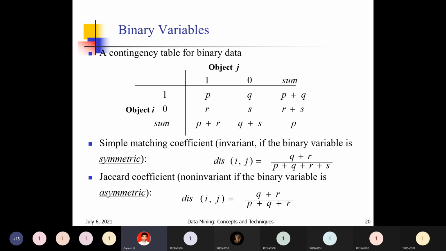Okay, next class we will see the remaining two types of variables.